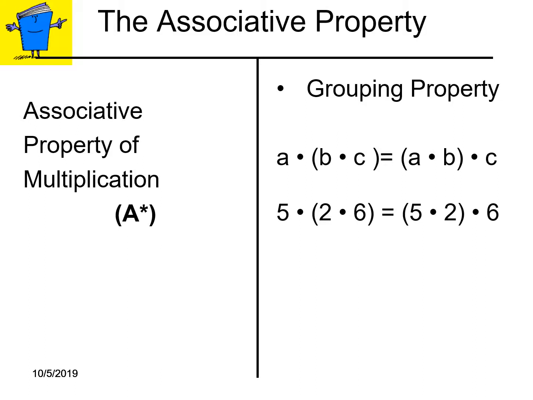So in this example, I have 5 times the quantity of 2 times 6, and it says it's equal to the quantity of 5 times 2 times 6. So if I follow order of operations, I would multiply 2 times 6 first to get 12, and then I would multiply by 5 to get 60. On the right side, order of operations would say multiply 5 times 2 first. If I multiply 5 times 2, I get 10, and then I multiply by 6 to get 60. So regardless of how the numbers that are being multiplied together are grouped and following order of operations, the outcome is still the same.